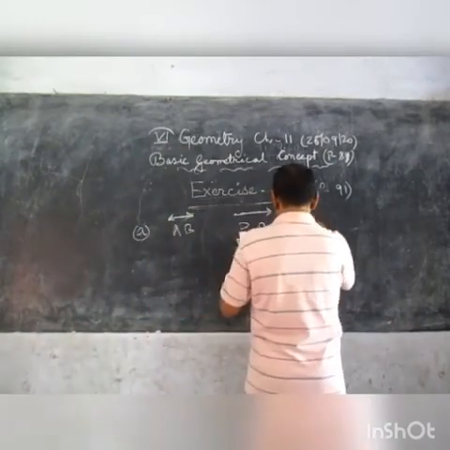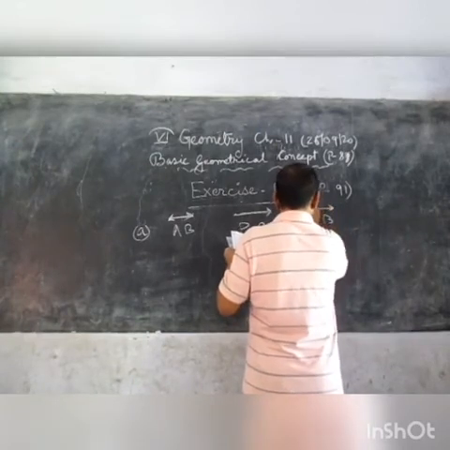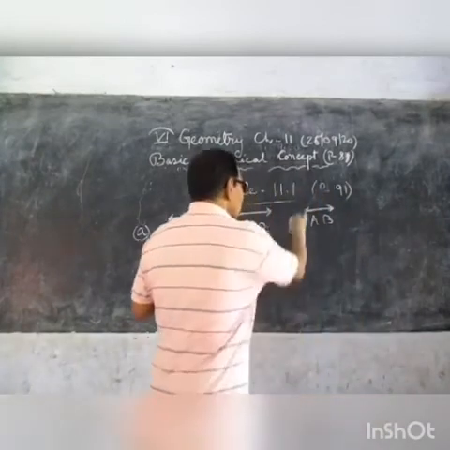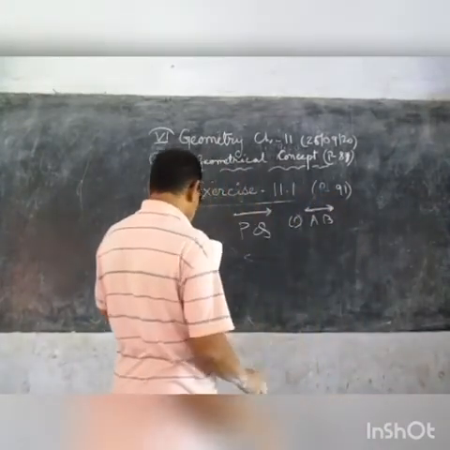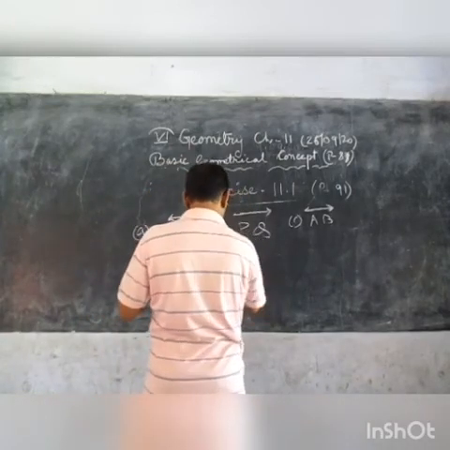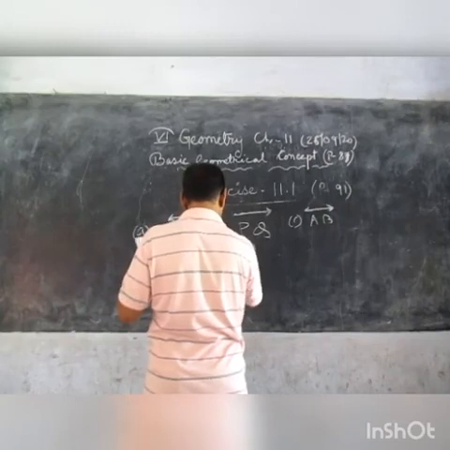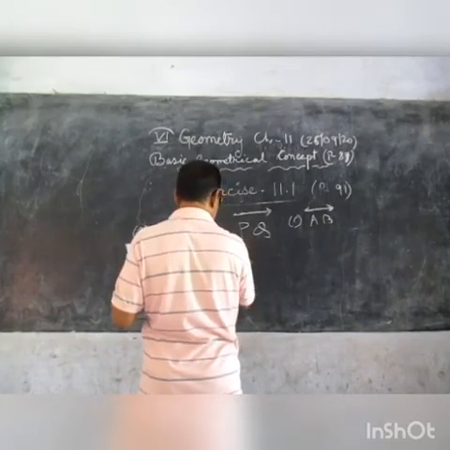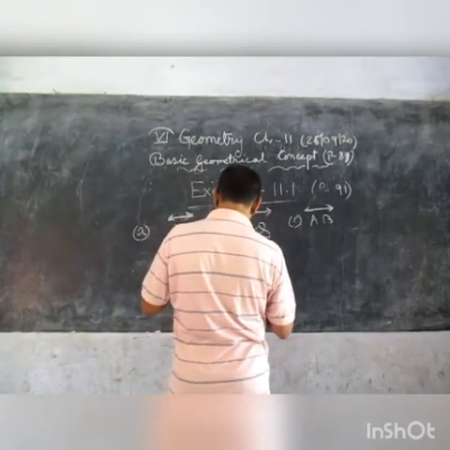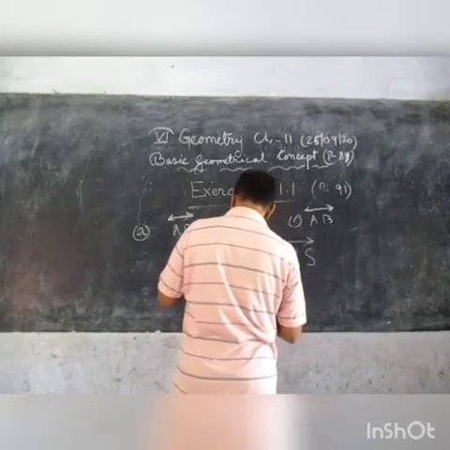And again, number C. It is also a line. It has no endpoints. You can extend in both sides endlessly. And PQ, no sign is given, so it is a line segment. No arrow mark is given. And then again RS, it is a ray.